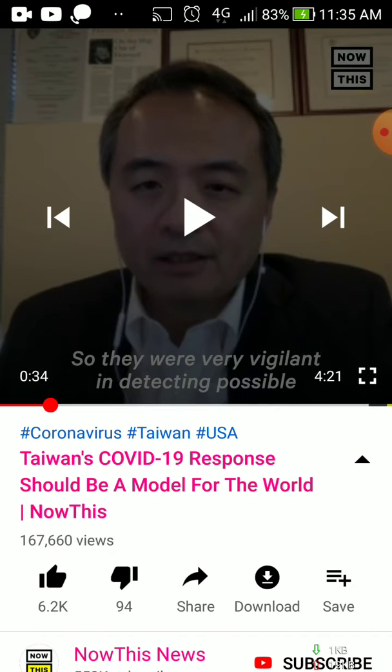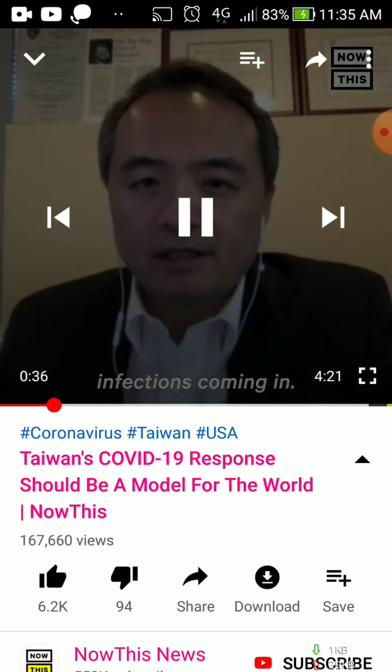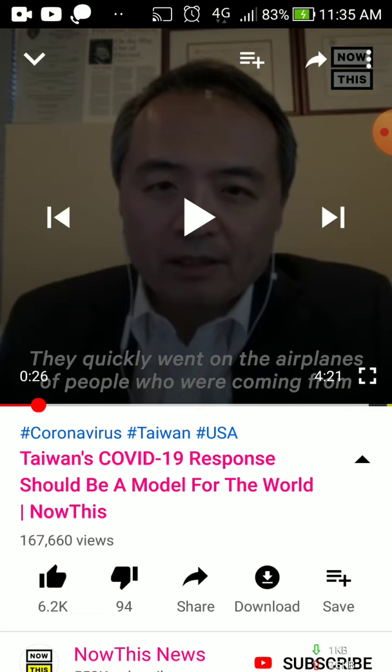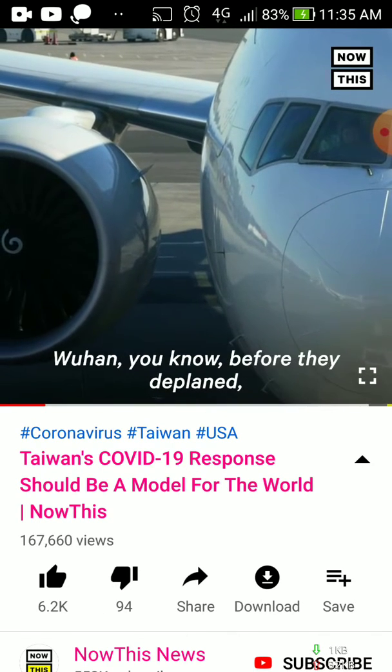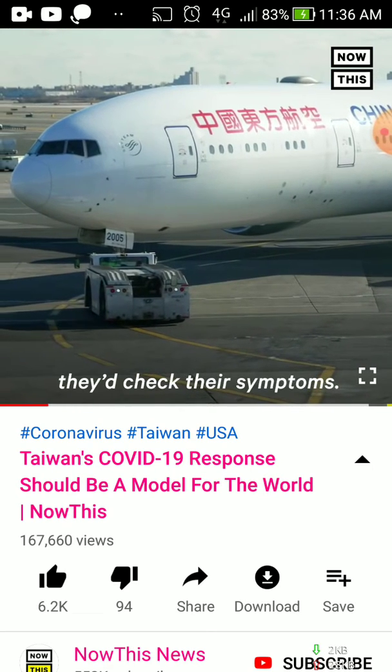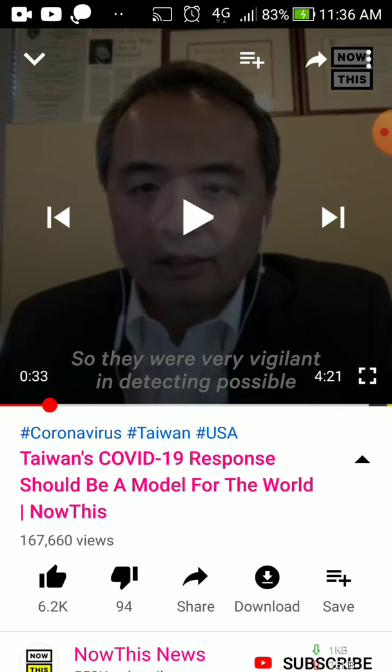好，来这边第一句话可以看一下，They were very vigilant，可以写起来。They were very vigilant in detecting possible infections coming in. 好，我们只要写 went on the airplanes of people who were coming from Wuhan. Before they deplane, they checked their symptoms. So they were very vigilant. 我们写第一句就好。So they were very vigilant.